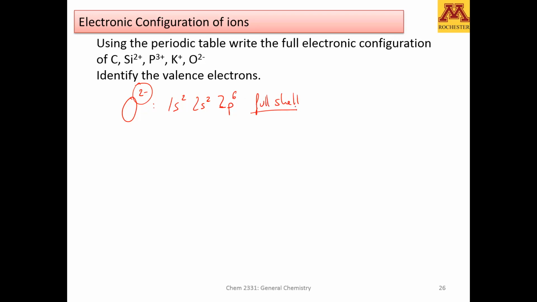And if it's a full shell, it means that it's especially stable. This explains why oxygen will try to gain 2 electrons, because by doing so it will gain a full shell. You may also have heard about the octet rule, which is specific only to the second row elements, but the principle behind the octet rule is gaining a full shell.